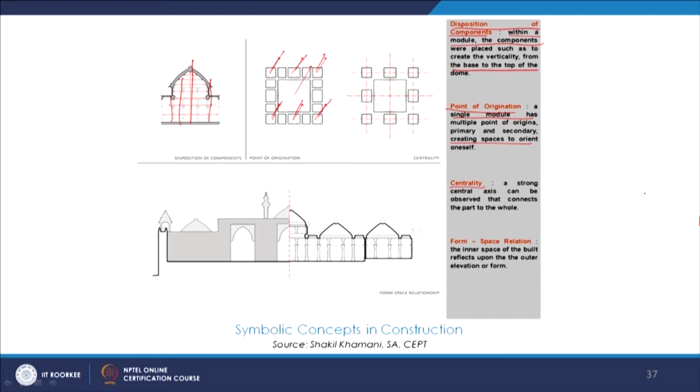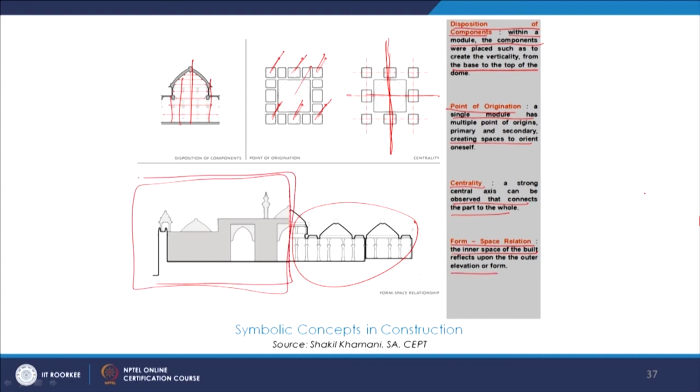Then there is centrality. A strong central axis can be observed that connects the part to the whole. And talking about the form space relationship, the inner space of the built reflects the outer elevation or form. That kind of relationship is again achieved through these guiding principles of making, and this system is there in place for us to understand and take it forward.